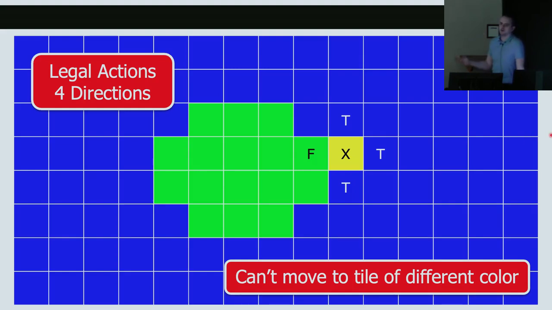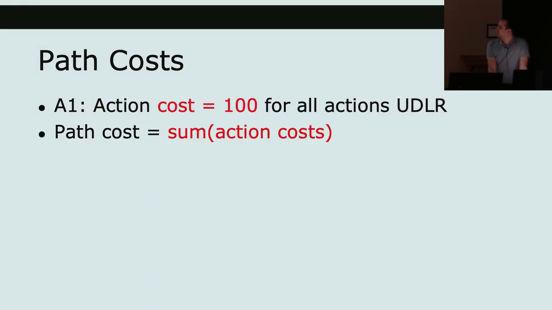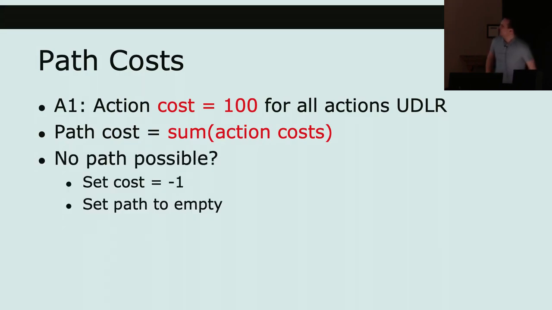So once you run your search algorithm, you're going to come up with a path and that path is going to have a cost. So what is that? So for assignment 1, each action has cost 100 for all possible actions. The path cost then is going to be the sum of all the actions. And so you can take a nice little shortcut for assignment 1 where we don't need to keep track of our cost over time because you can just take the path length and multiply it by 100 to get your path cost. If no path is possible, meaning that we have run out of things in the open list and haven't yet found the solution, then you are going to set the cost to -1 and you're going to set the path to empty. But the path should already be empty, so you won't really have anything to do.